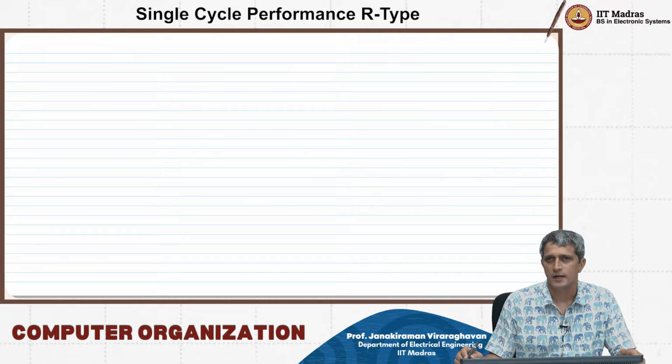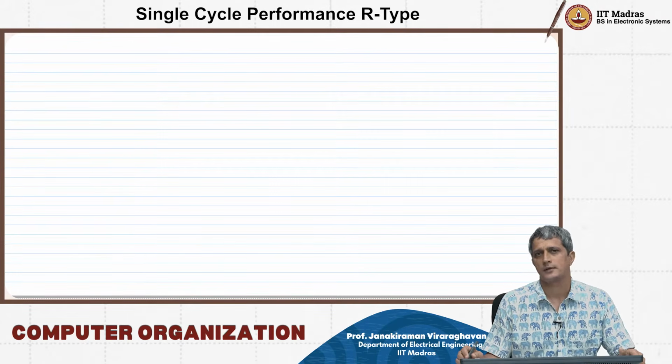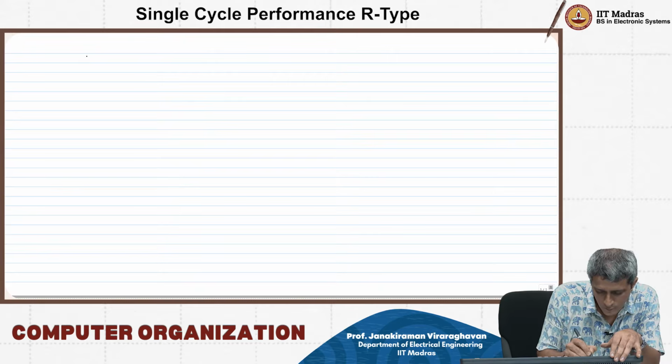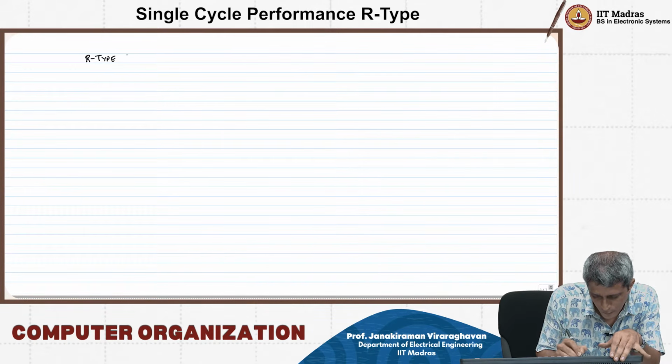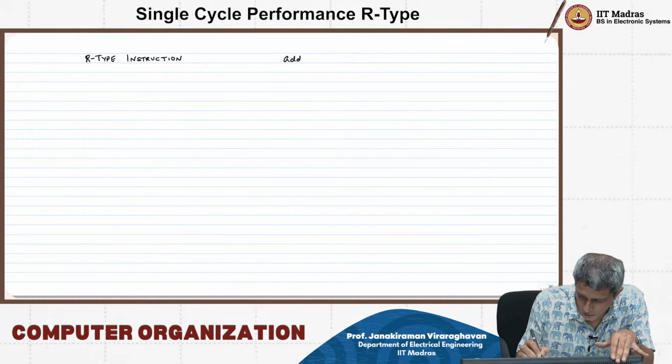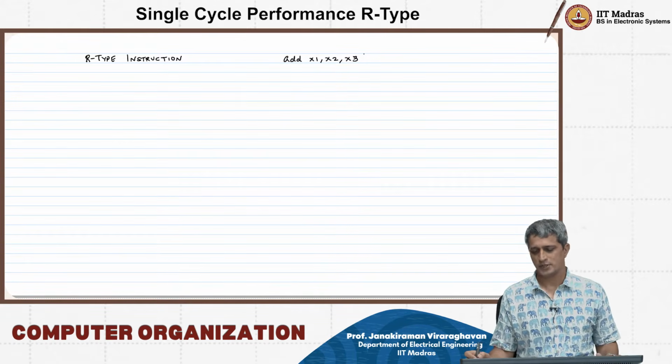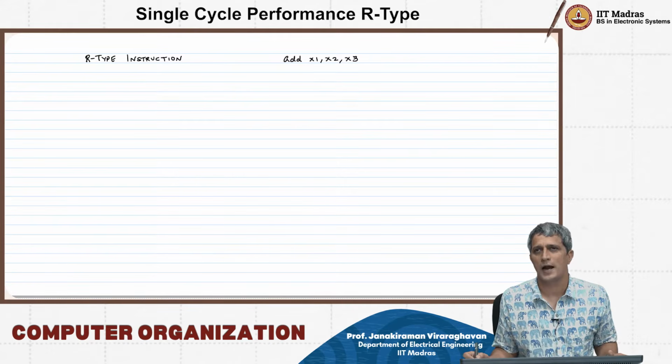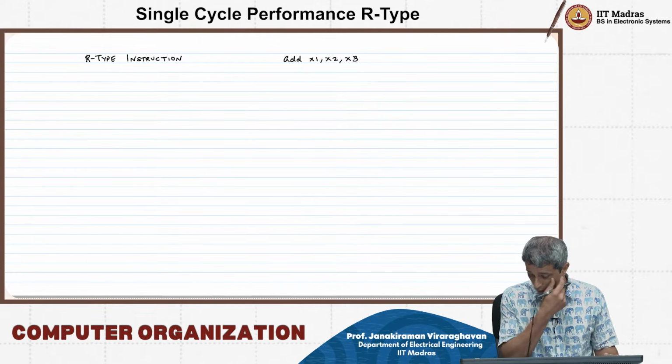So let us now look at the timing analysis of the R type instruction. Okay, we are specifically looking at the instruction add x1, x2, x3, right? So basically what we want to do is to add x2 and x3 and put it into x1, right?